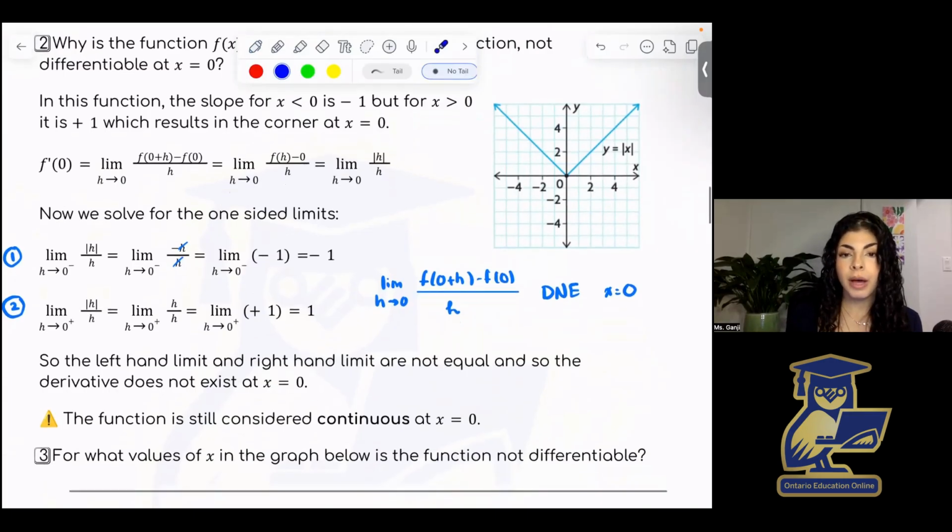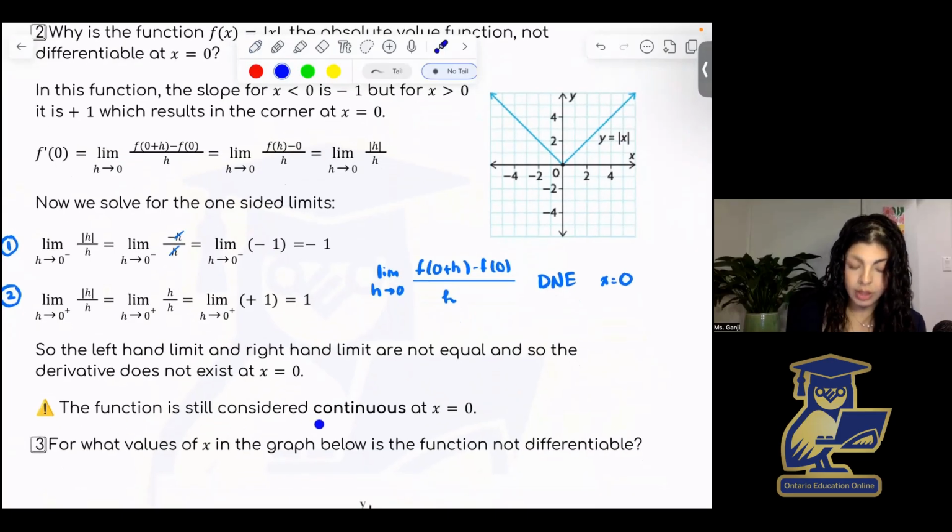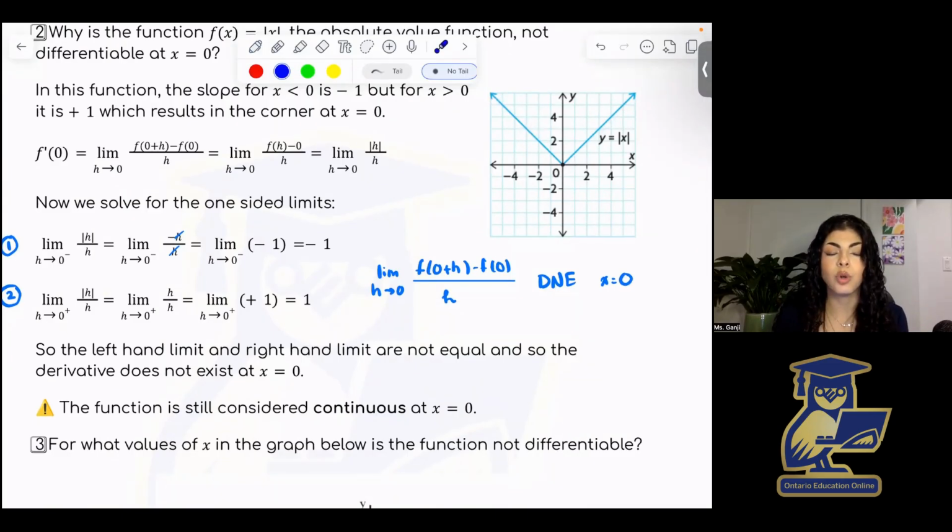And same with above, keep in mind that the function is still continuous at x is 0 because we can draw our graph without lifting our pencil, but differentiability and continuity are not the same thing. So you can have a continuous function that's not differentiable at a specific point.